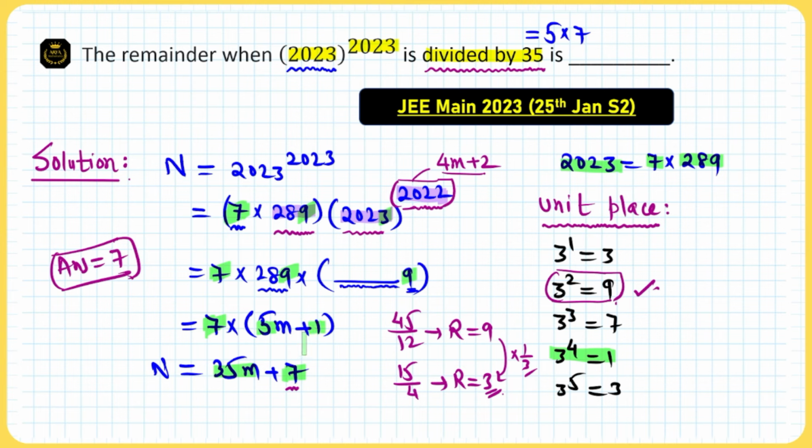This number was 5m plus 1, multiple of 5 plus 1. So therefore, this number 2023 raised to the power 2023 will be of the form multiple of 35 plus 7, and if you divide by 35, the remainder will be 7. So this was a very interesting problem.